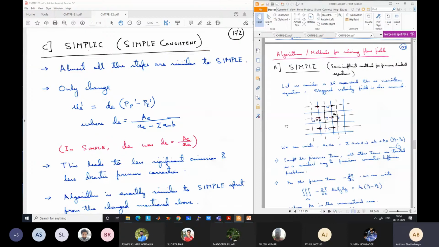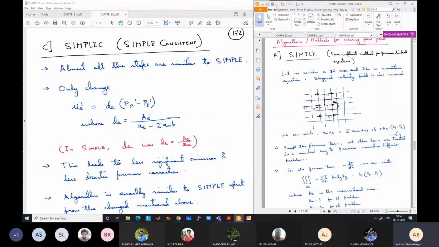So in SIMPLE, if you remember what we have done, we have taken a staggered grid. It does not matter if you don't take a staggered grid, you have to interpolate the velocity, and that causes some issues as we have seen previously. So with the staggered grid, the u velocities are on the left and right faces, v velocities are on the north and south faces. Similarly, w velocities are on the top and bottom faces.